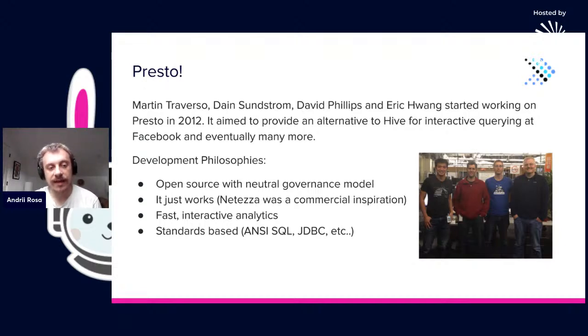it works. And an open source model with neutral governance was another key principle in this project since the very inception. When building this project, it is important to interact with broader communities to better understand what is needed and to move it forward.